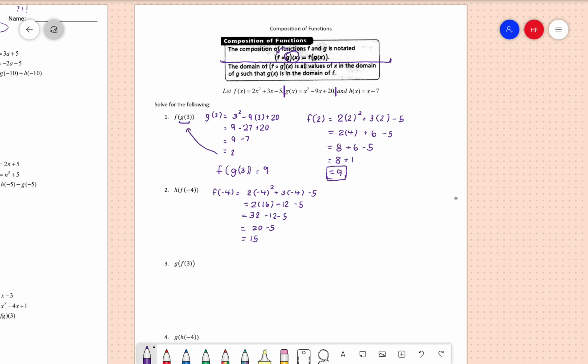So this is this value here. F of negative 4 is 15. I still have to find h of whenever I plug that in. So h of 15 now. We get 15 minus 7, which is 8. So f of negative 4 plugged into h gives me 8.